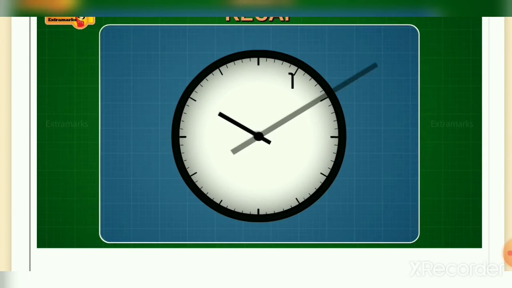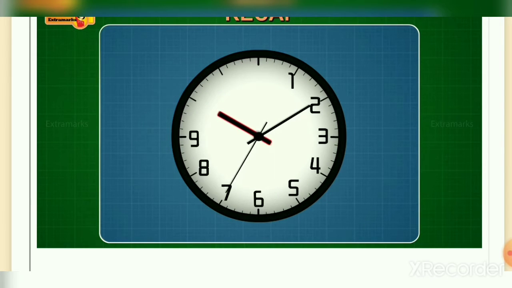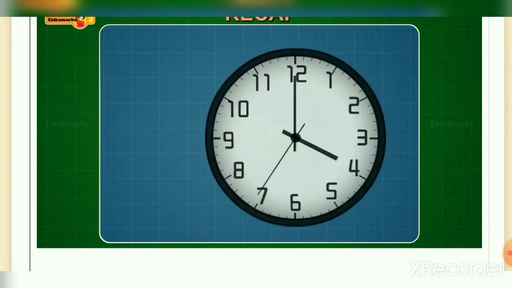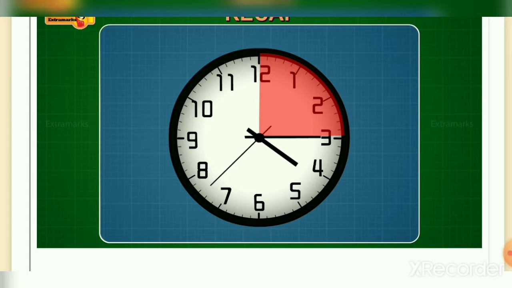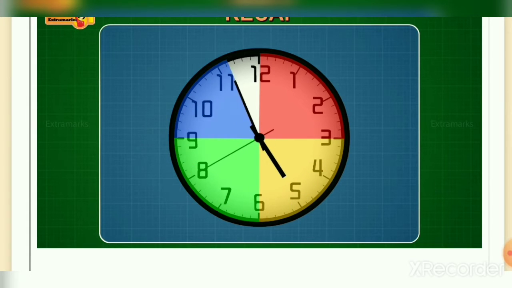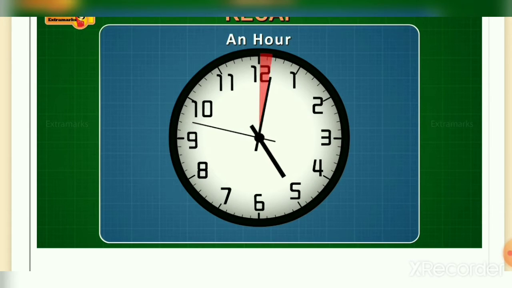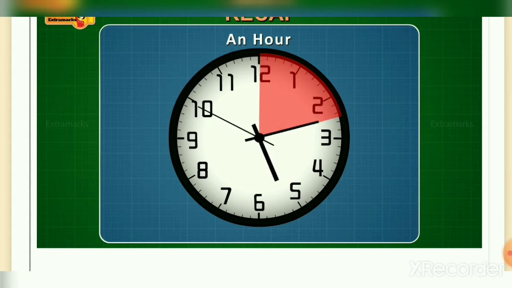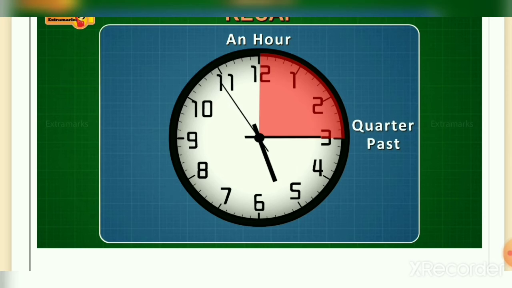Let's do a quick recap. A clock has an hour hand and a minute hand. When the minute hand starts from 12 and takes one full circle of the clock and again points at 12, it completes an hour. When the minute hand starts from 12 and covers a quarter of the clock, it points at 3. Then it is called quarter past an hour or 15 minutes past an hour.